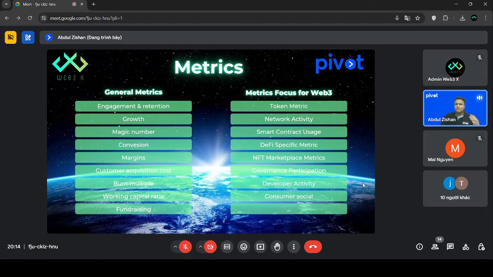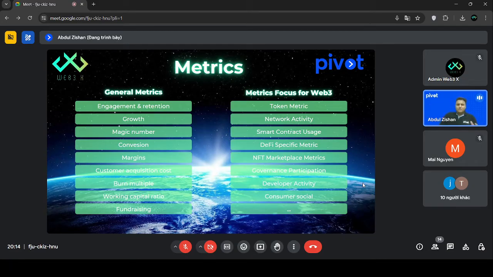Now we are talking about the traditional metrics which we use. It is engagement and retention, which measures your user interaction and continued use of your platform. Growth indicates the ability to scale your network. Magic numbers, scale efficiency. I will deep dive into each of these topics in the subsequent slides. Just to give you a brief: margins, customer acquisition cost, loan multiple, working capital ratio, fundraising metrics. It's all something which we will be discussing in the subsequent slides.